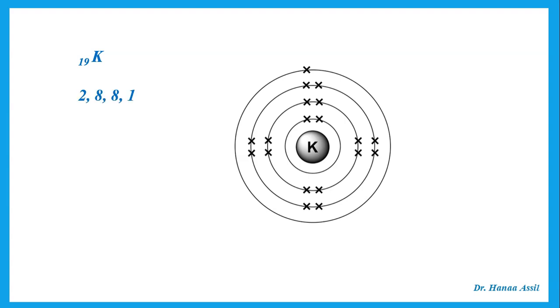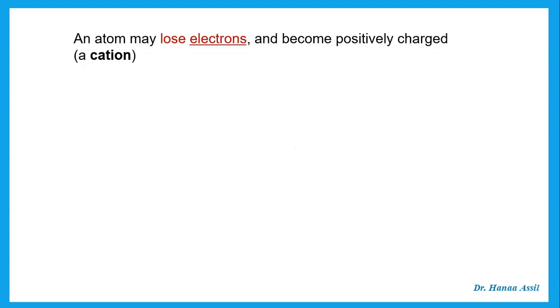So potassium, again, I look at the periodic table, it has an atomic number of 19. That means the first shell takes 2, and then 8, and then 8, and then 1. So this is the distribution of electrons, or what we call electron configuration.